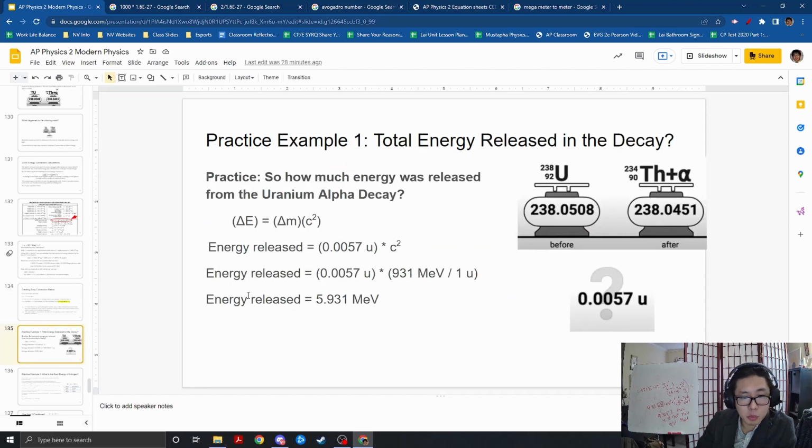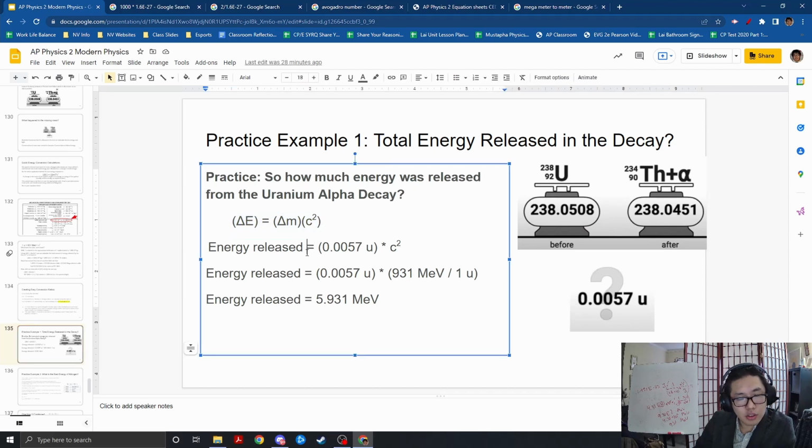So practice problem number 1, how much energy did we actually release in the uranium alpha decay? To figure that out, we could just take the energy release equation: the energy released is equal to this change in mass, multiplied by c squared, which we found out was 931 mega electron volts per 1 atomic mass unit. Then the atomic mass units cancel out and show us that it is just going to be 5.931 mega electron volts in total. All right, so this is just using the c squared ratio.